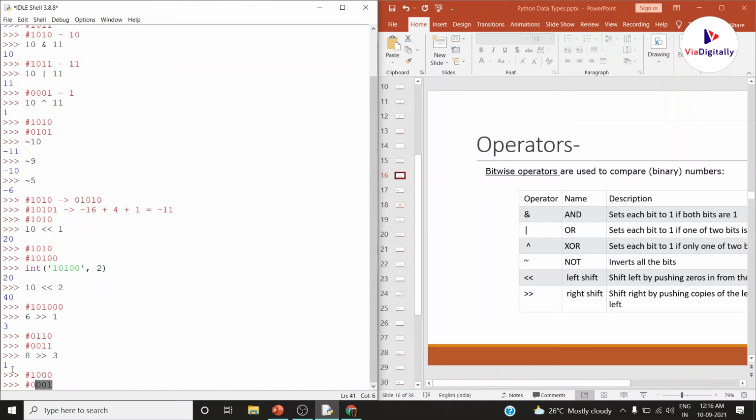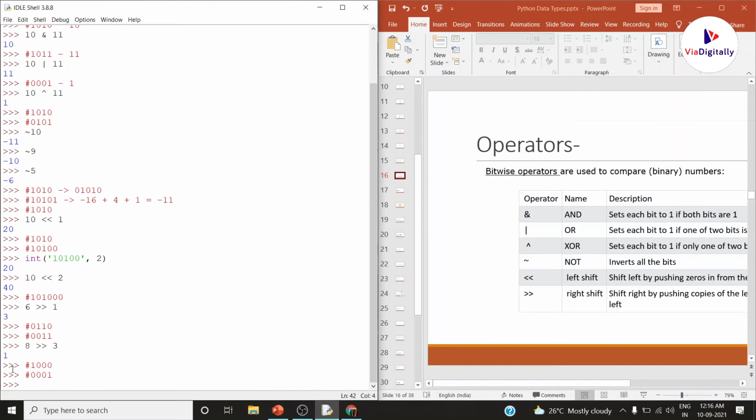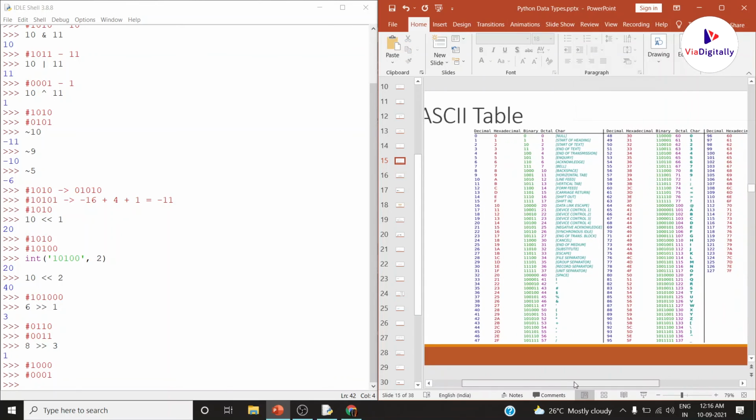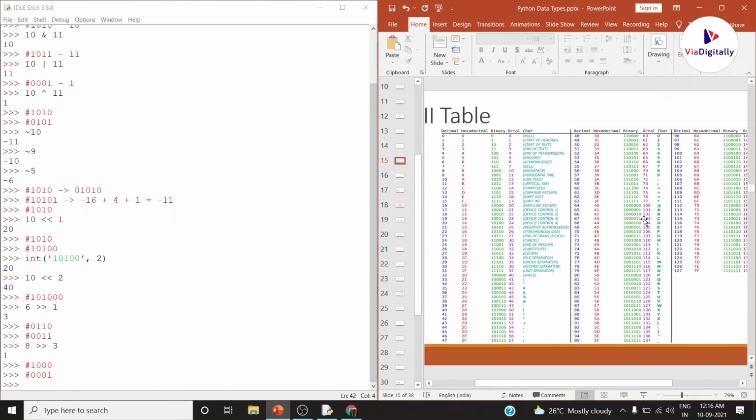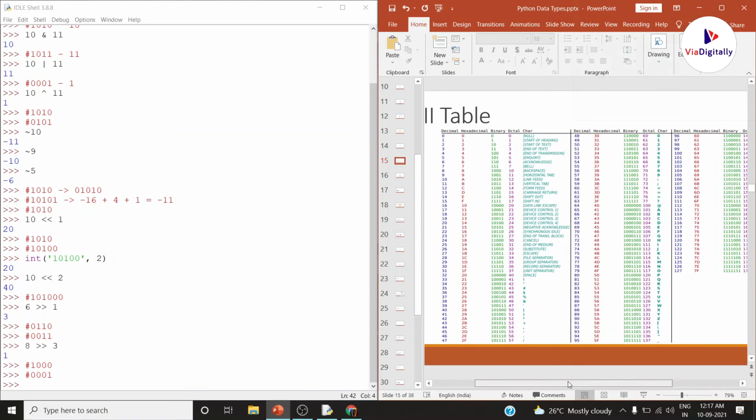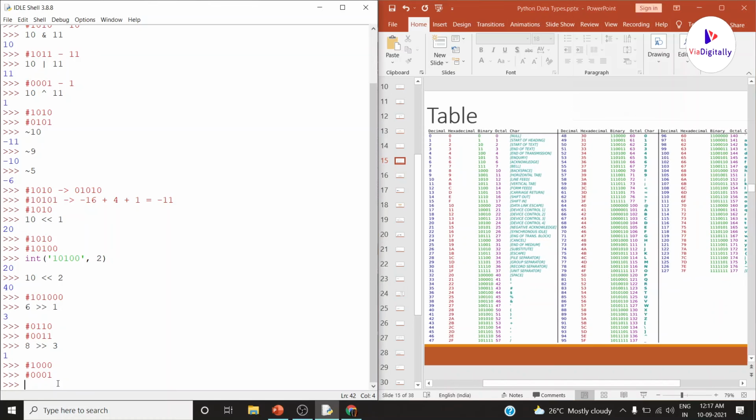Now let us check the ASCII table. What is the role of the ASCII table in bitwise operators? For example, let me go to the ASCII table first. In the ASCII table we have all the alphabets and all the symbols. Now I want to write a simple line of code. I want to shift capital A by 1 unit.